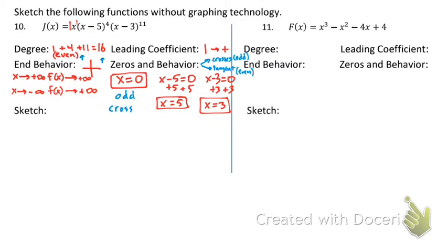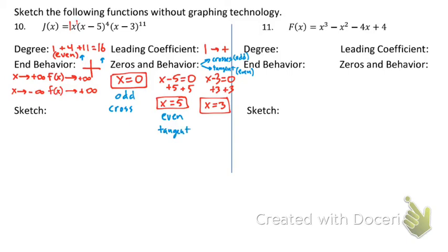Okay? Now let's go to the next zero, x equals 5. This came from what factor? It came from this factor. Okay? x minus 5 turned into x equals 5. So it came from this factor. What's its degree? It's 4. That means it's even, which means it's going to be a tangent, or it's going to bounce. Okay?